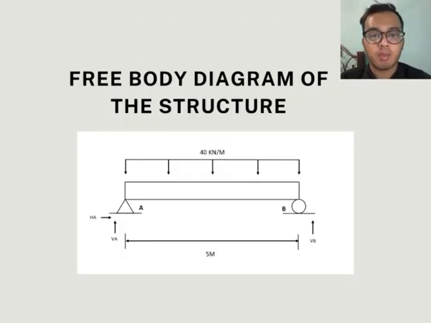For the free body diagram, my structure length is 5 meter and the height is 2 meter. The structure has 14 kN per meter load on it. The support reaction for the bridge is a pin and roller.